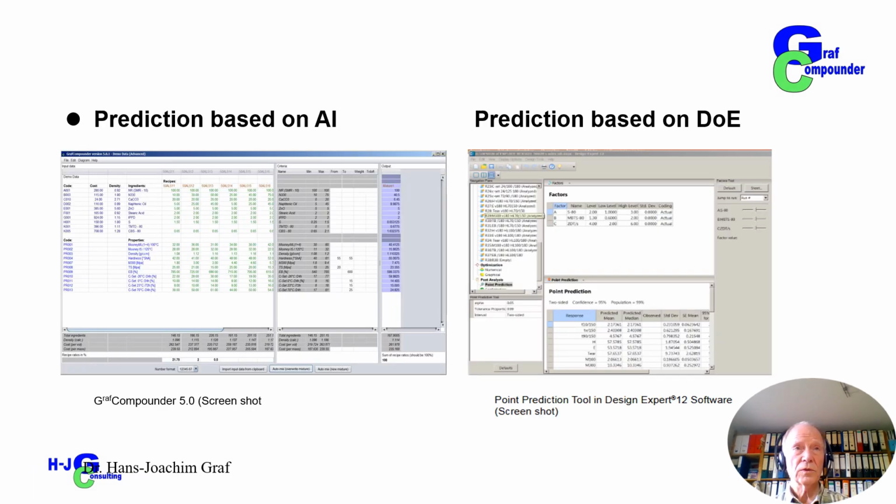This slide shows the prediction capabilities. Both artificial intelligence and DOE can be used to predict compound properties. In case of experimental design, predictions are limited to the experimental space with data generated through the experiments. In the case of artificial intelligence, predictions are limited only by the boundaries of the available data in the database. This significantly reduces the number of necessary real experiments.